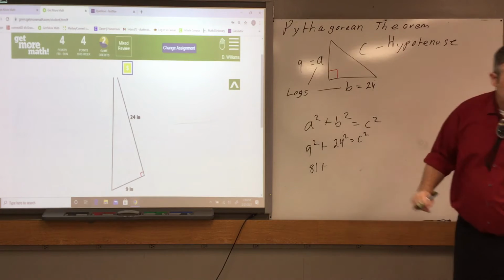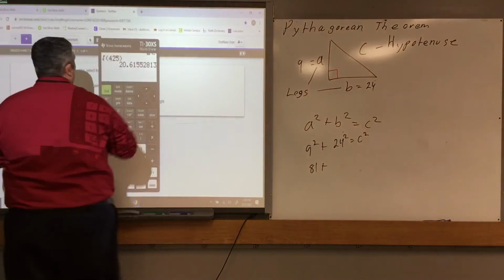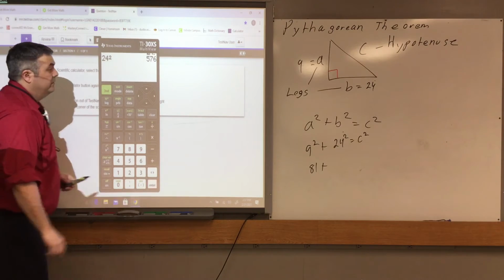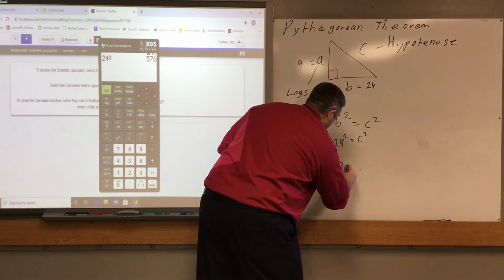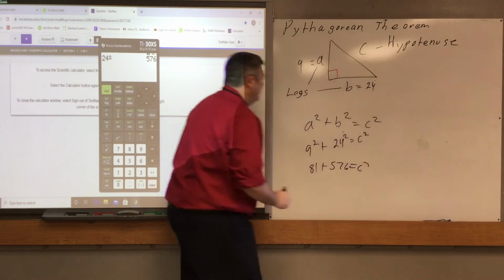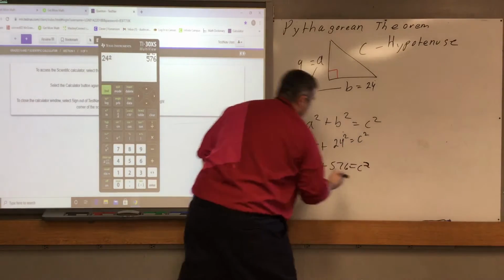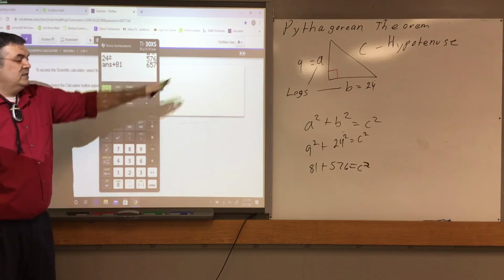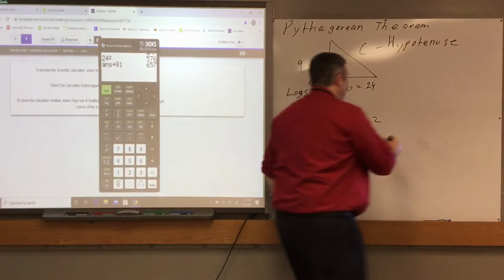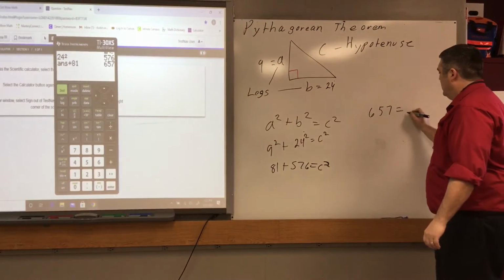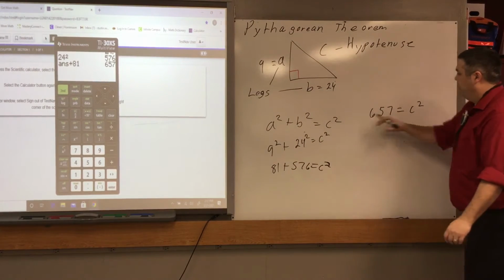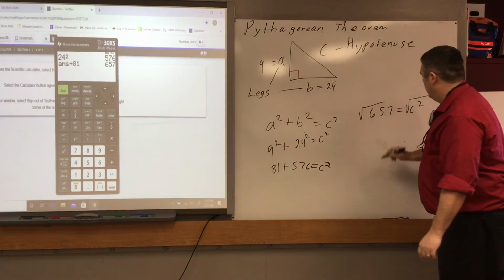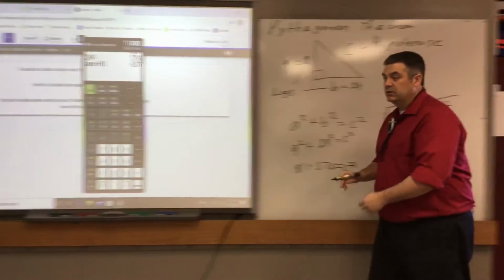81 plus, I'll do it up here again. 24 and x squared, enter, 576 equals c squared. Add those two together, 576 plus 81 gets me 657. Okay, so 657 equals c squared. Take the square root of both sides to undo this. Square root here, and that gives you c here, and then whatever the square root of 657 is.